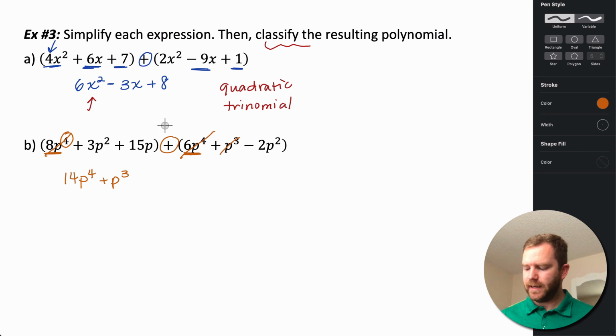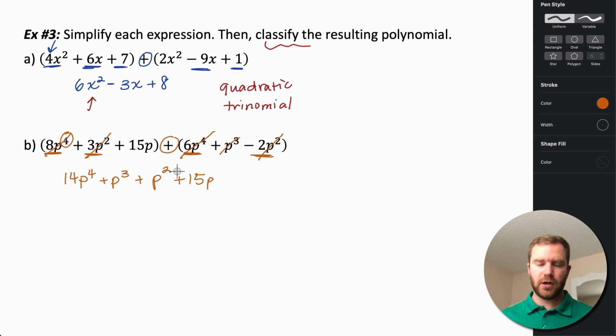Moving down, we're looking at second degree terms. We have a 3p squared plus a negative 2p. So 3 plus negative 2 is 1, so we're going to get 1p. We don't have to write the 1, we can just write p. And then the degree stays the same. So those are done. Then we have this linear term. There's nothing else to add it to, so it will just stay the same as 15p. And that would be our polynomial here.